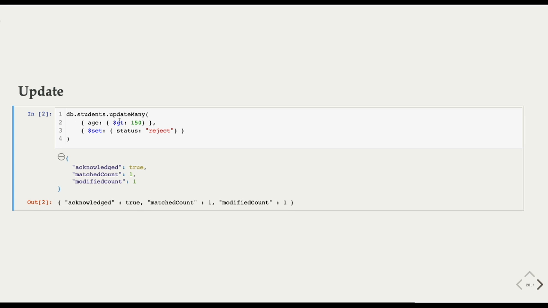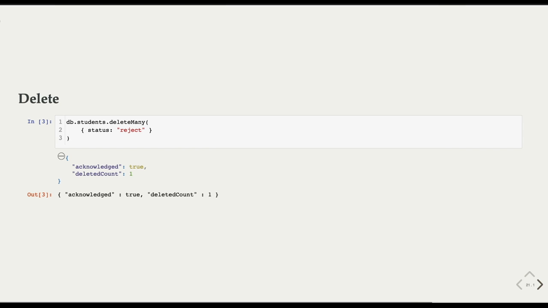So here we consider the condition that if someone's age is greater than 150, we should set a status to reject. And again, these two parameters are both in the JSON format. So when you interact with MongoDB, it's very important to get yourself familiar with the JSON format.